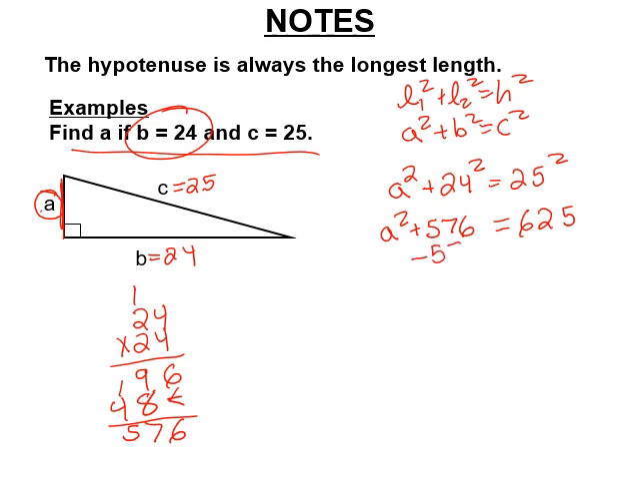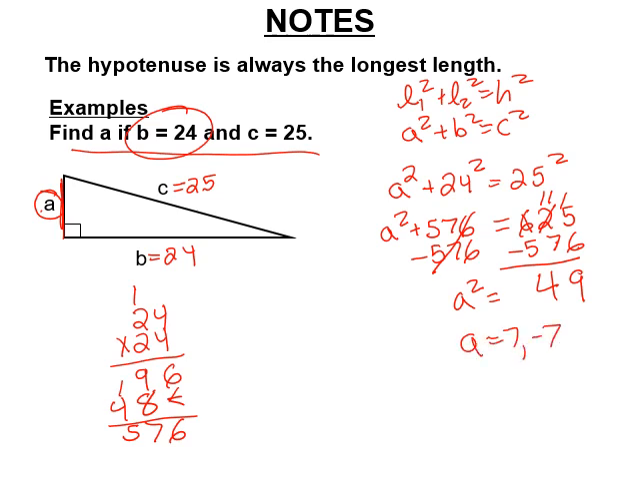We subtract 576 from both sides. A squared equals, can't take 6 from 5, we're borrowing. 15 minus 6, 9. Can't take 7 from 1, we're borrowing. Oh, look at that. A squared equals 49. That's a perfect square. So A equals 7 or negative 7, but we cross out the negative, and so A equals 7, that leg. A squared plus B squared equals C squared, same thing as leg squared plus leg squared equals hypotenuse squared.